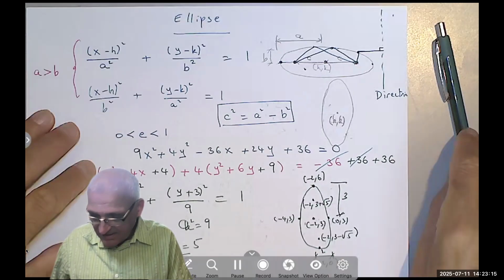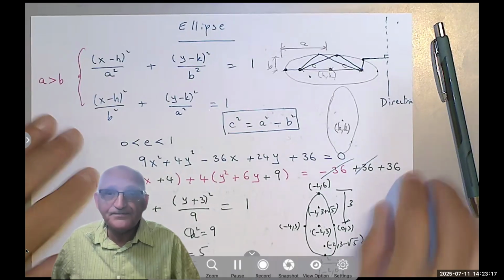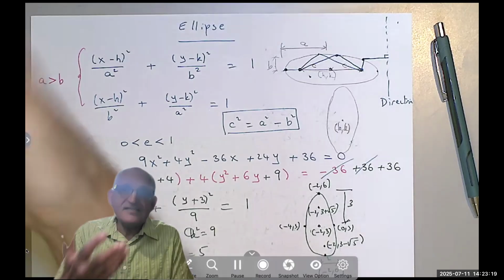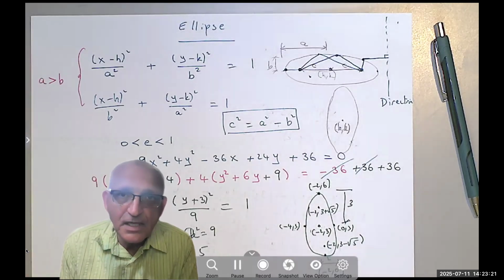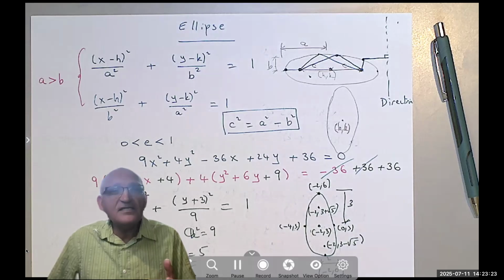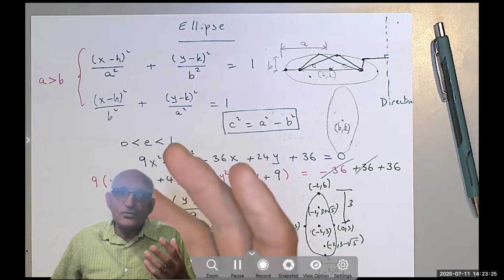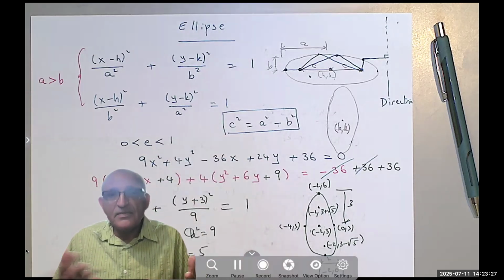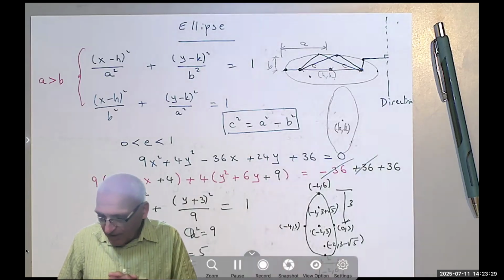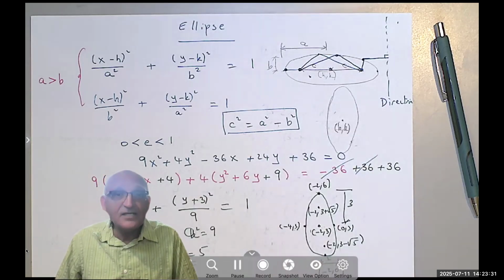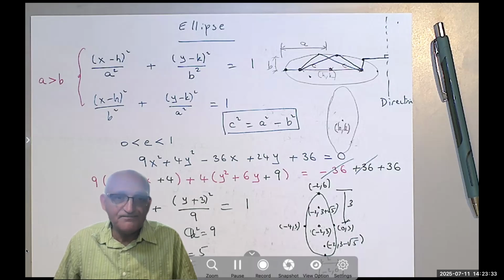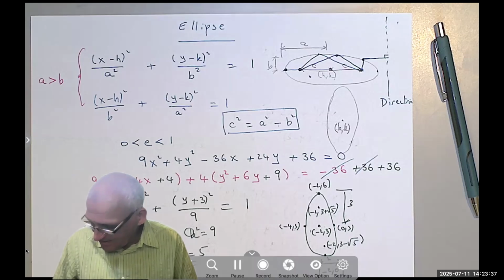Next time, as I said, we'll do the parabola, which we already discussed when we did the quadratic equations, but maybe this time I'm going to show you another way of looking at the parabola, and then we'll do the hyperbola. I hope this was easy enough for you to understand.